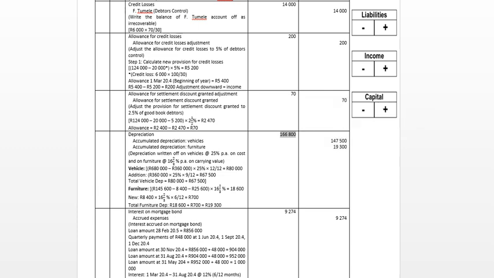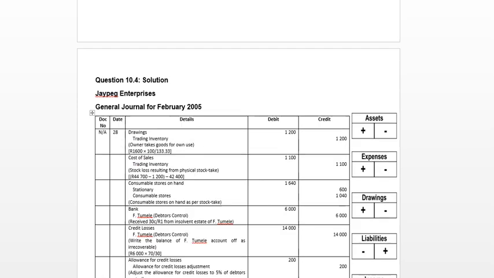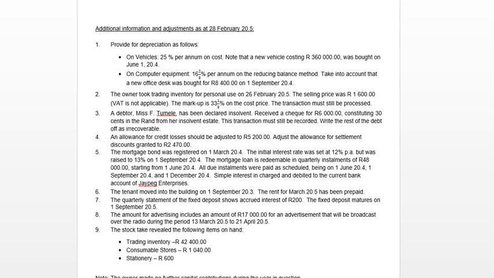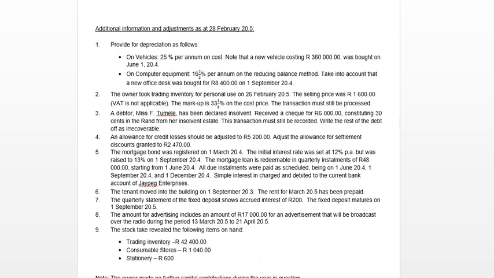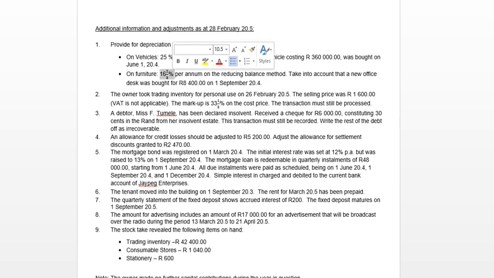So let's have a look at how we account for our depreciation in terms of furniture. So what do we have here? So it says here that on furniture we depreciate at a rate of 16 2/3% per annum according to the reducing balance method. Importantly, we need to take into account that a new office desk was bought for 8,400 Rand on the 1st of September 2004. So let's write this in our timeline.